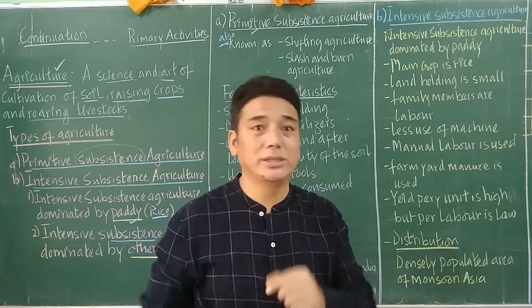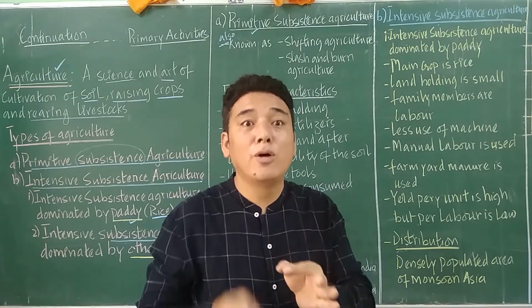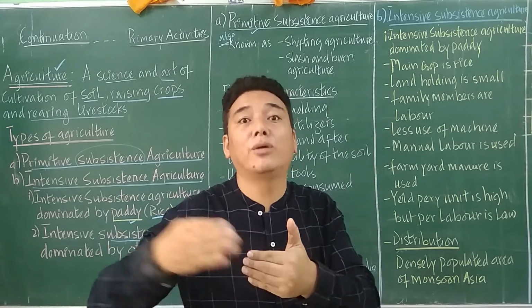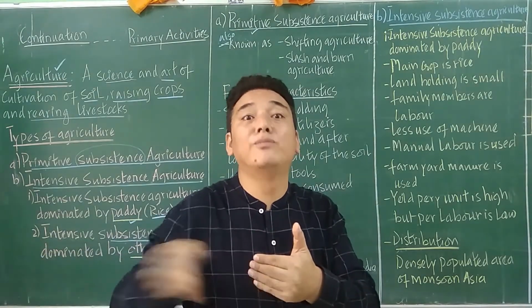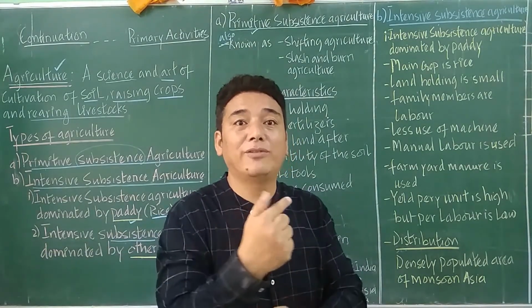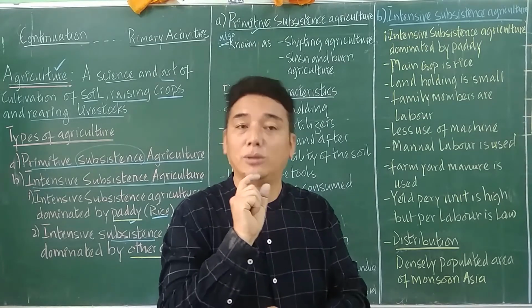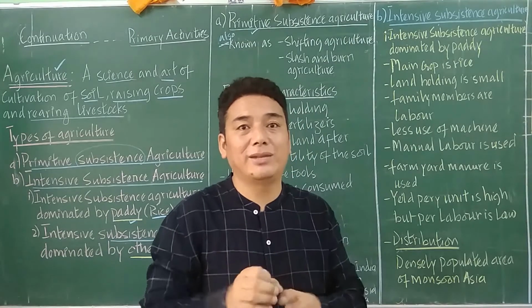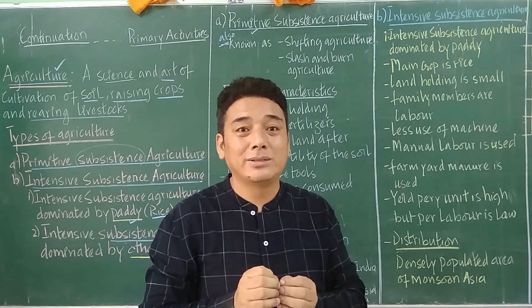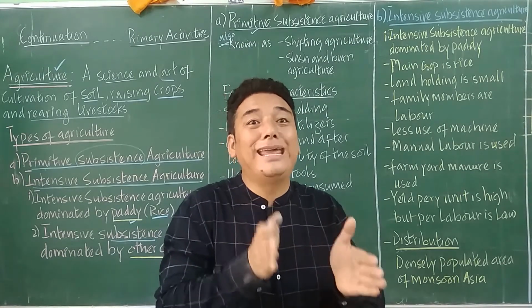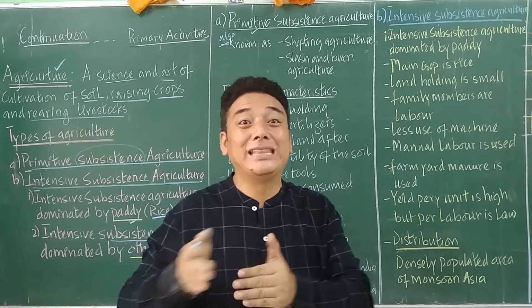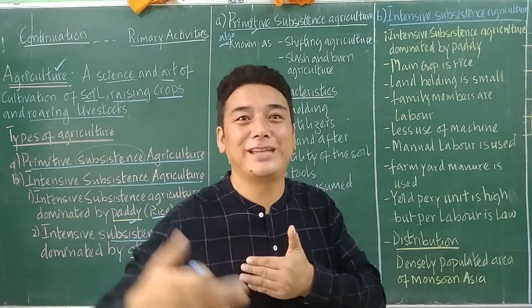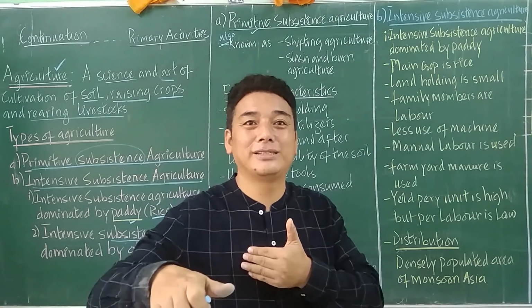Now here the question is, why have they moved after 3 to 5 years? Why have they moved? Because the fertility of the soil has been lost, because of continuous cultivation on the very same land. So that's why it is called shifting cultivation. They will shift to a new forest area and clear the forest, all right.